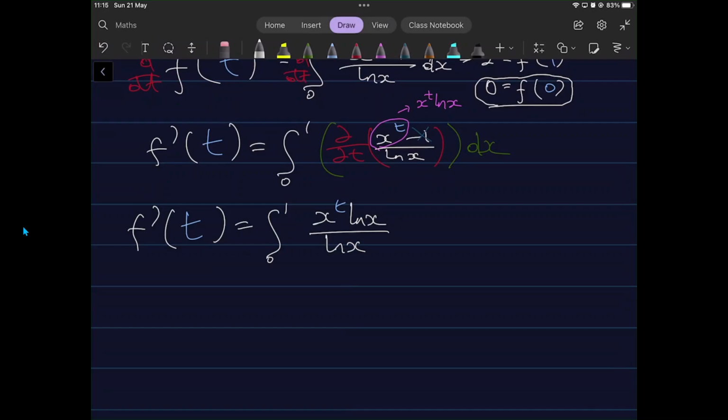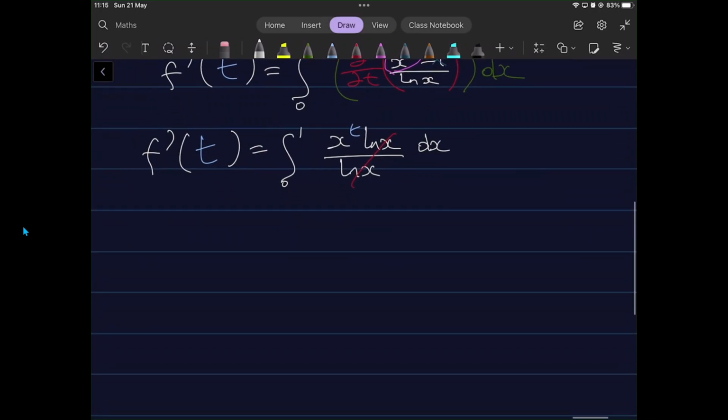The reason we have that staying the same is because it's just a constant multiple. The logs cancel and we end up with a very simple integral, just x to the power of t. And now we treat t as a constant and x as a variable, and just do a normal integral really. You get x to the power of t plus 1 over t plus 1, and remember we have our integration limits at 0 and 1.